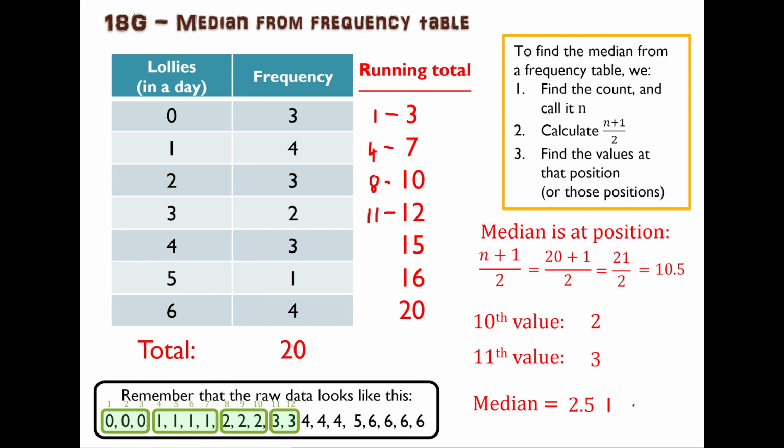I'll put a unit. What I'm measuring here is lollies, so 2.5 lollies. So half the time, I give out less than 2.5 lollies, and the other half of the time, I give out more than 2.5 lollies.